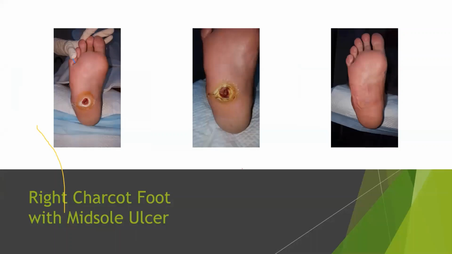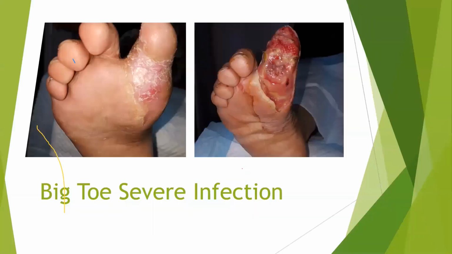Since we have to offload the limb, we have to offload the ulcer area, otherwise it will never heal. It will become deeper and more complicated. Big toe infection, which was managed, then amputation was decided, and with the proper care, it was healed.